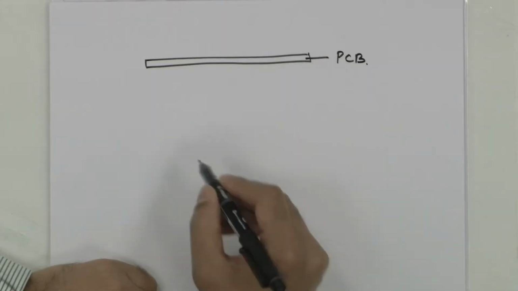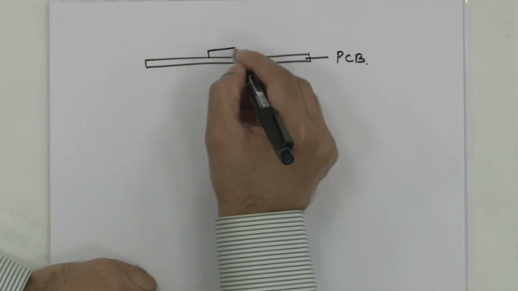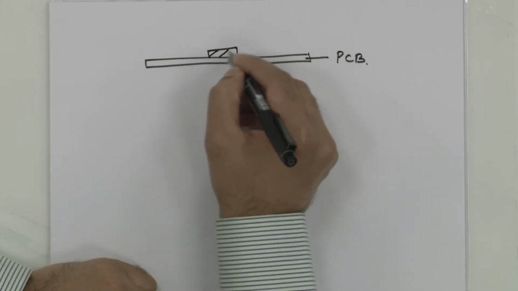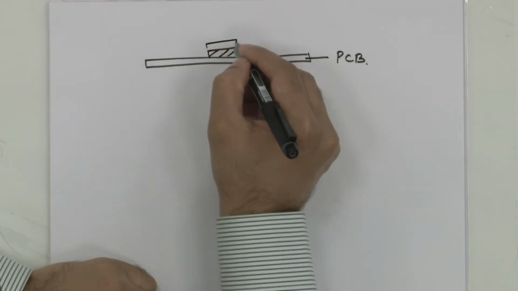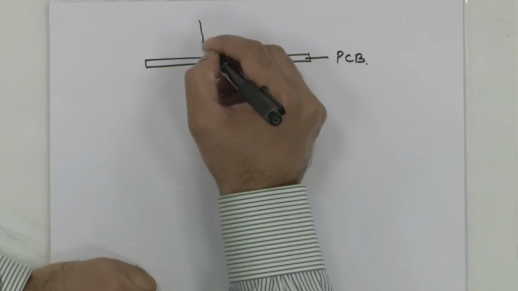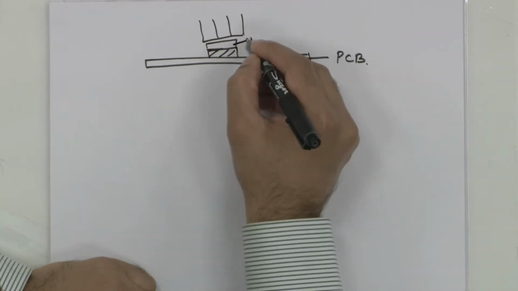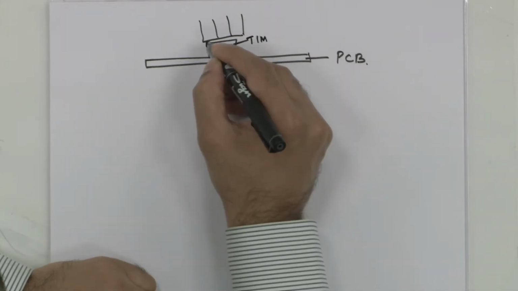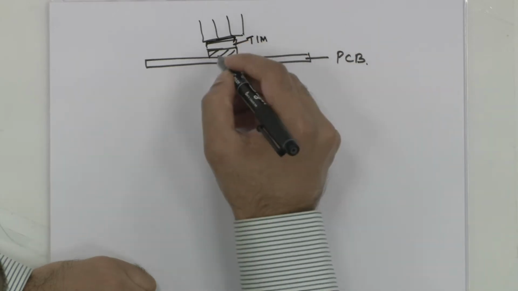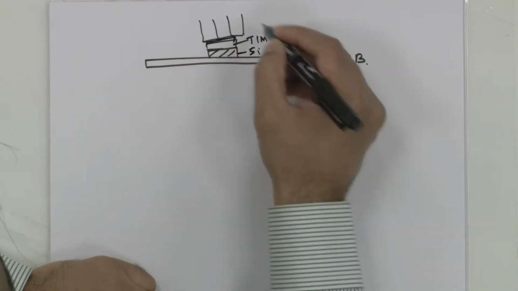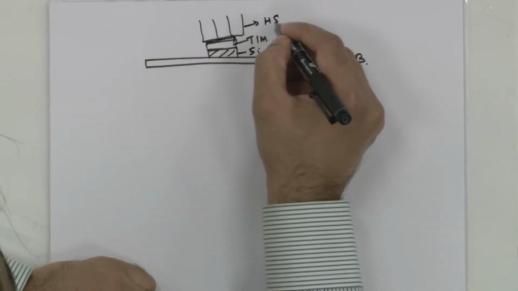The question that we are talking about, or this problem, is that we have a printed circuit board and there is a heat source or a chip, whatever you want to call it, and then it is mounted with some heat sink. This is the TIM interface and this is the silicon device and this is your heat sink.